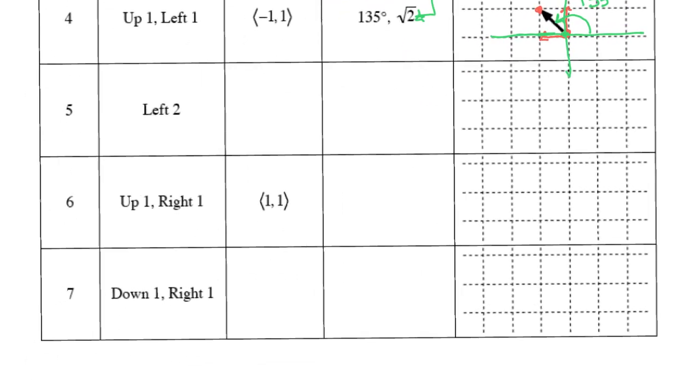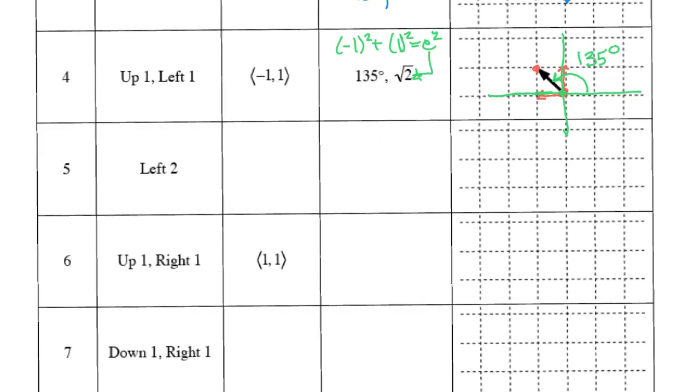It says left 2 units. Okay, so again, you're just picking where am I going to start? Anywhere. And I just want to go left 2 units. Okay, and so how far did I go in the horizontal? -2. How far did I go in the vertical? I didn't go up and down at all.